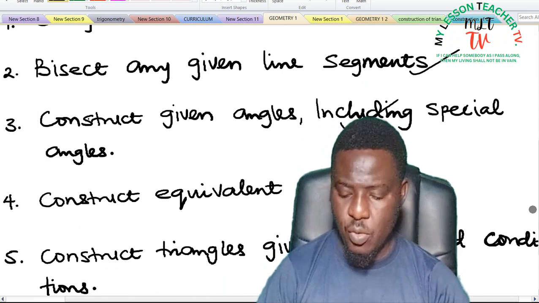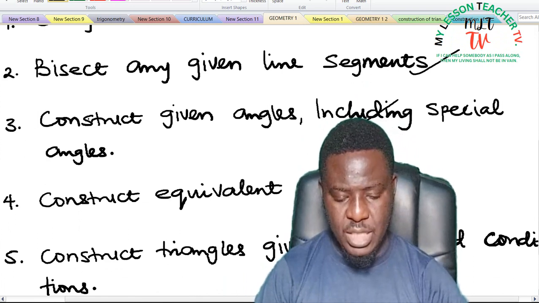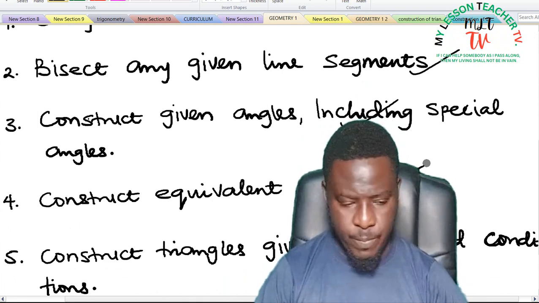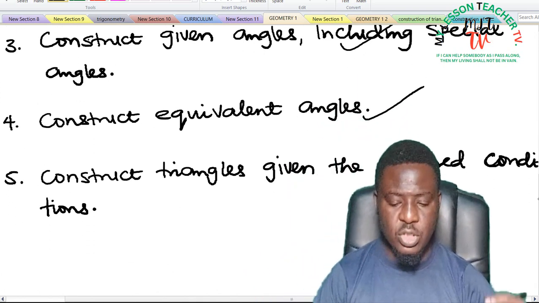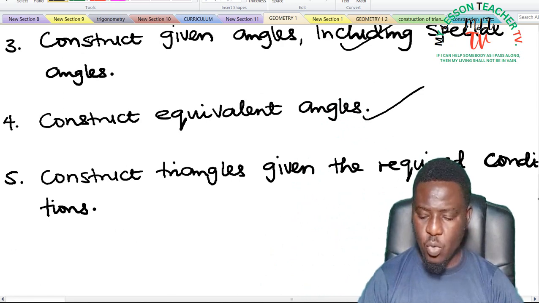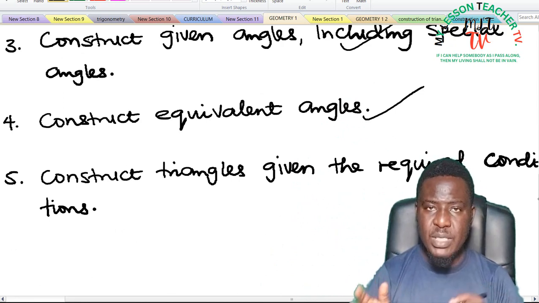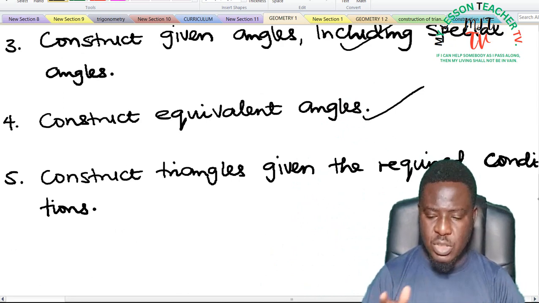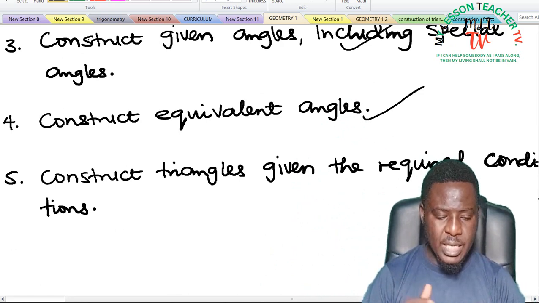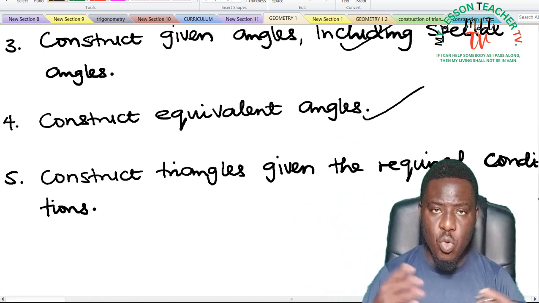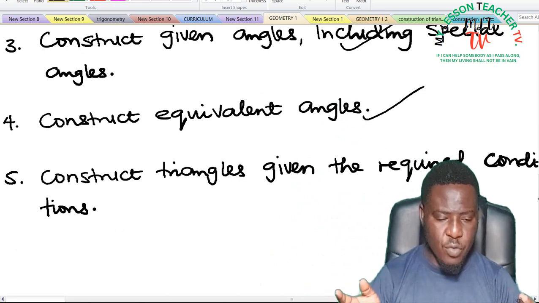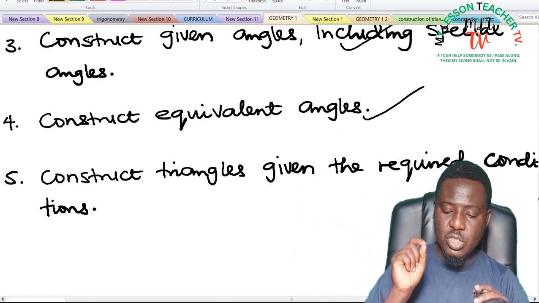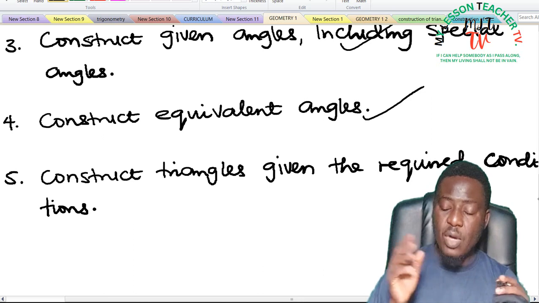Also, at the last class, we looked at construction of equivalent angles. And in today's class, we shall take the fifth objective, which says we should construct triangles given the required conditions. Now, with the basic knowledge we have learned on geometrical constructions, we can use this in constructing triangles, quadrilaterals, and what have you. So in today's class, we shall be looking at how to construct triangles given the required conditions.